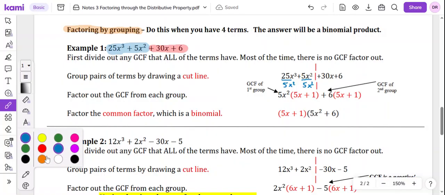For the second set, it's a similar idea. We ask ourselves, what can we divide by? And with 30x and 6, we can divide them both by 6.